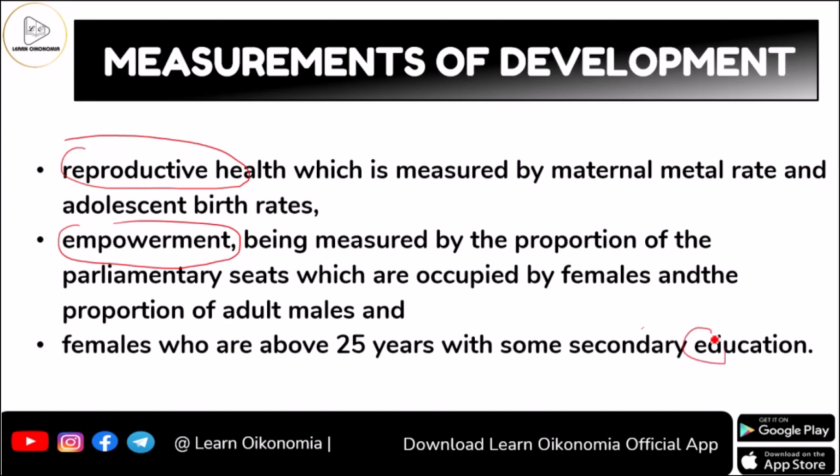Moving to reproductive health, this is measured by the maternal mortality rate and adolescent birth rate. Then regarding the empowerment aspect, it is measured by the proportion of parliamentary seats which is given to females, and also they take it in proportion to the seats which are given to adult males. Moving to education, it will cover females who are about 25 years with some secondary education.